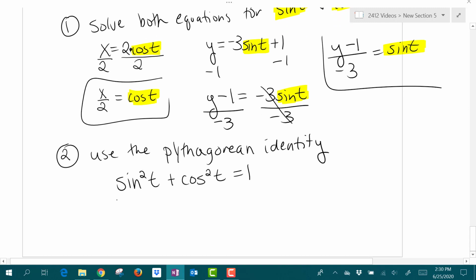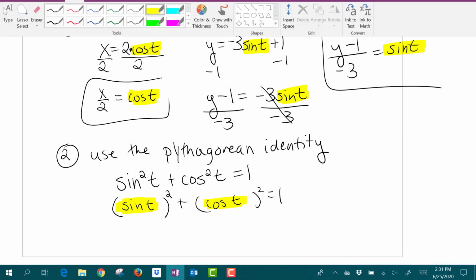Alright, so what we're going to do is write this as something squared plus something squared equals 1. Now officially what sine squared t means, let's go ahead and write this out, it means sine t, that ratio, quantity squared. So cosine squared t really means cosine t, that quantity squared. Our goal is to use the Pythagorean identity and replace where we see sine t and cosine t with the sine t and cosine t from our parametric equations.